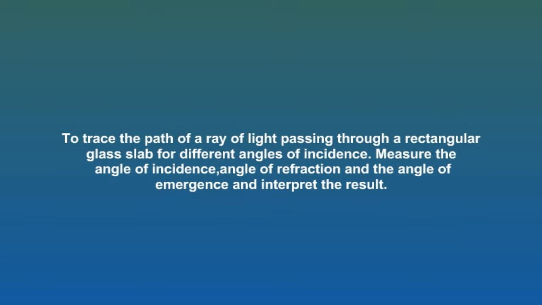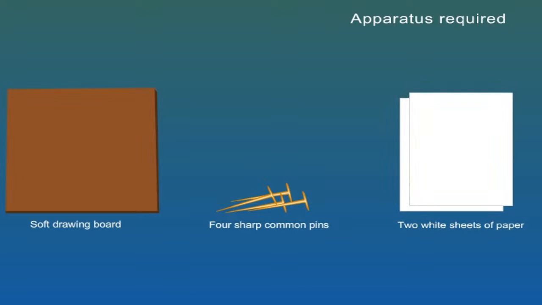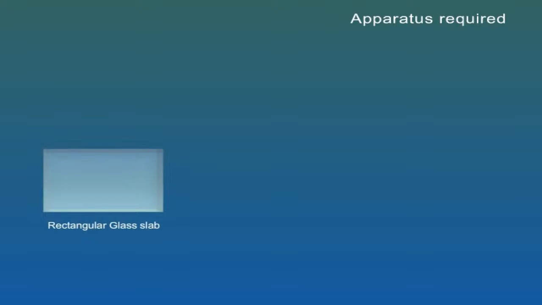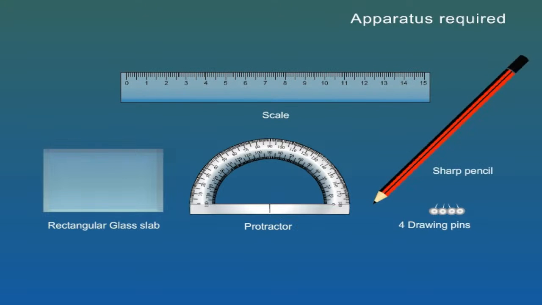To trace the path of a ray of light passing through a rectangular glass slab for different angles of incidence, measure the angle of incidence, angle of refraction, and the angle of emergence and interpret the result. Apparatus required. Soft drawing board. 4 sharp common pins. 2 white sheets of paper. Rectangular glass slab. Protractor. 4 drawing pins. Scale. Sharp pencil.